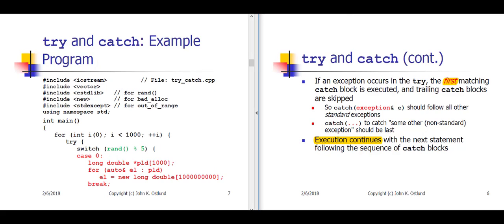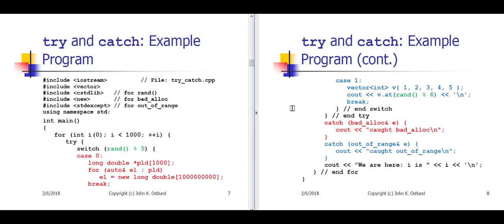Okay, so here on slides 7 and 8, we have a small program illustrating these two problems that we've just talked about, namely the bad_alloc problem or the out_of_range problem. We've included new and we've included stdexcept so that we know about the bad_alloc class and the out_of_range class. Those are the two kinds of exceptions that we're looking for.